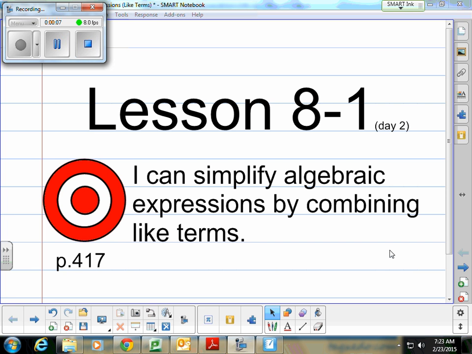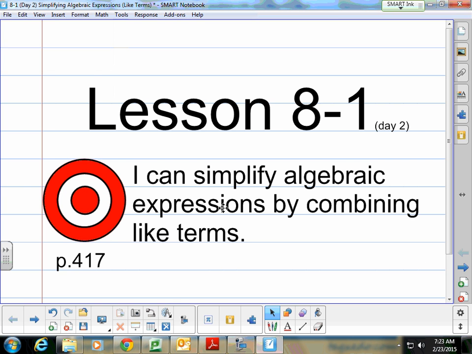I can simplify algebraic expressions by combining like terms. So previously we learned about distribution when simplifying algebraic expressions. After distribution comes combining like terms. This does involve some vocabulary, so please keep that handy.